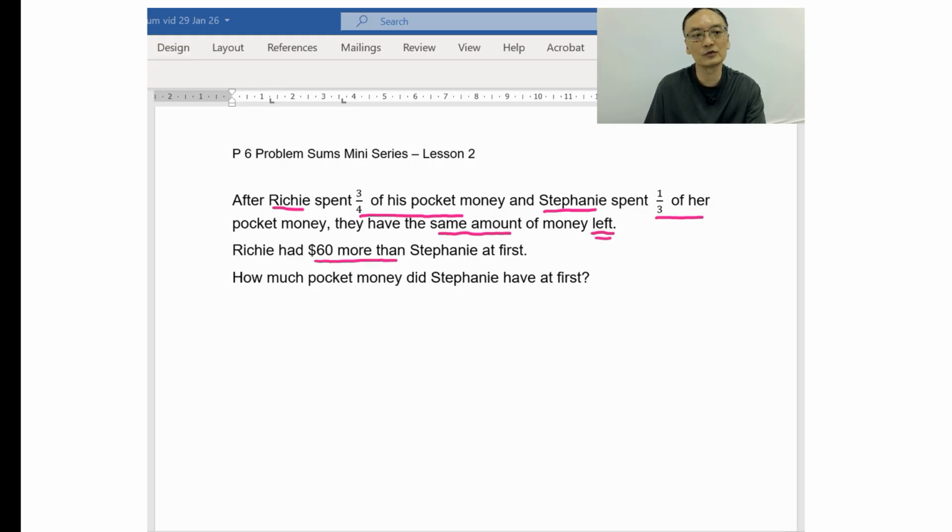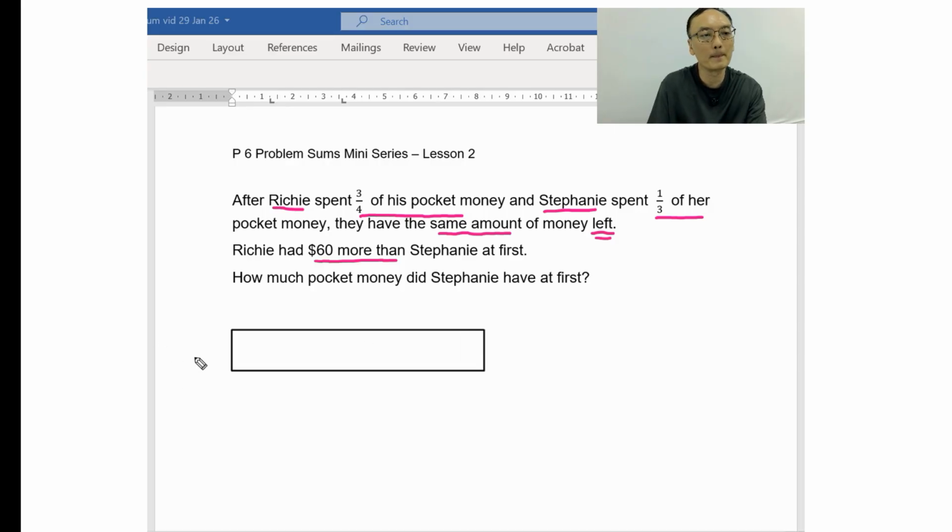Right, so now we're going to construct the model for Richie. We know that based on the denominator, Richie will have 4 units. So we're going to draw 4 units this way. In these 4 units, 3 units out of 4 was spent. So here was spent. And this is the portion that was left.